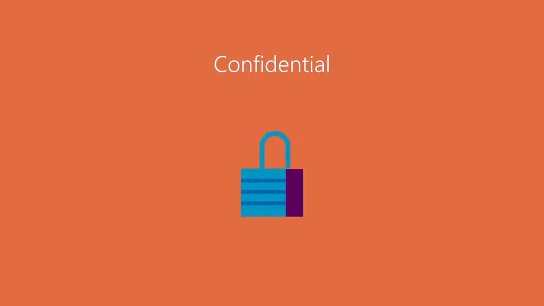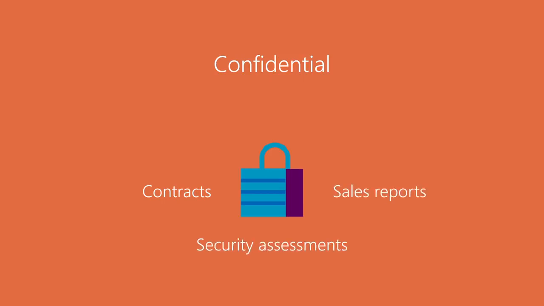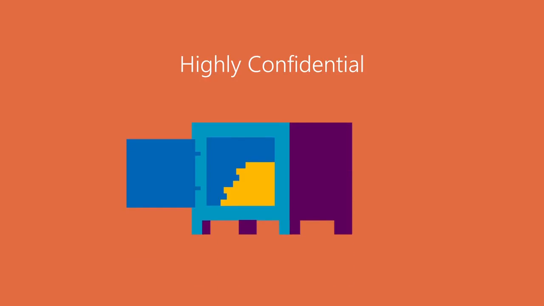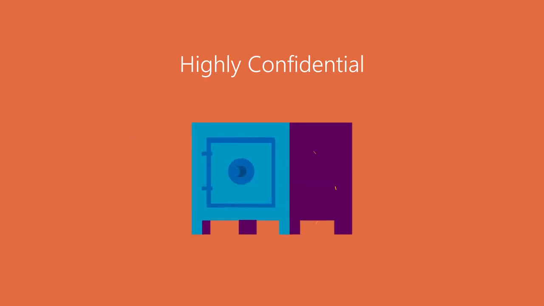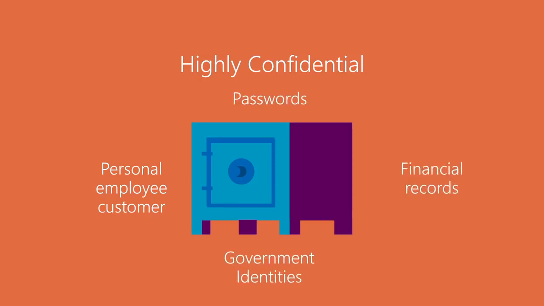Confidential is used for sensitive business data that could cause damage to the business if shared with unauthorized people. Examples include contracts, sales reports, and security assessments. Highly confidential is used for very sensitive business data, such as personal employee and customer information, passwords, and pre-announced financial reports.